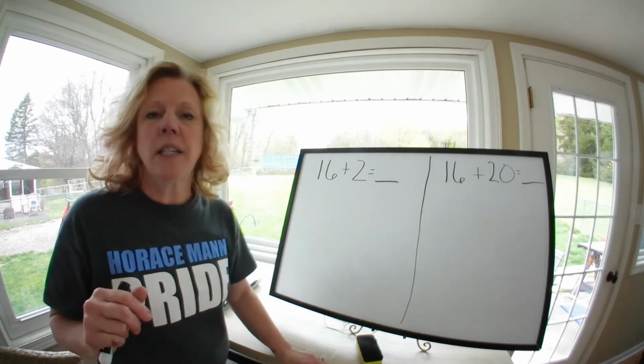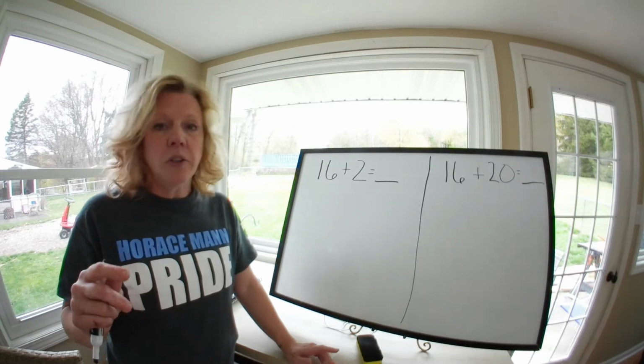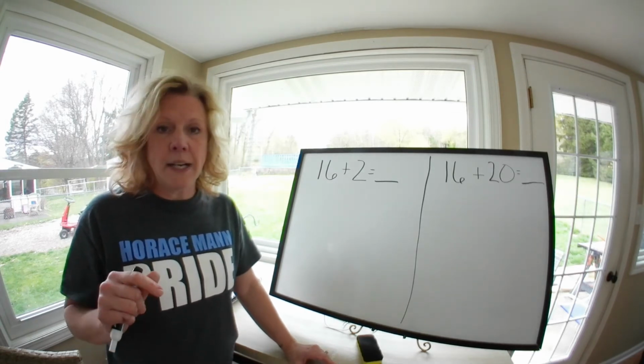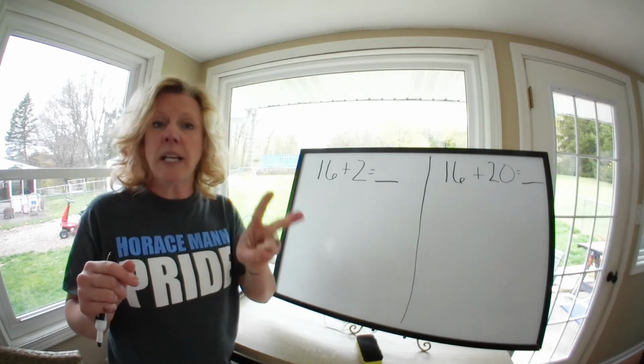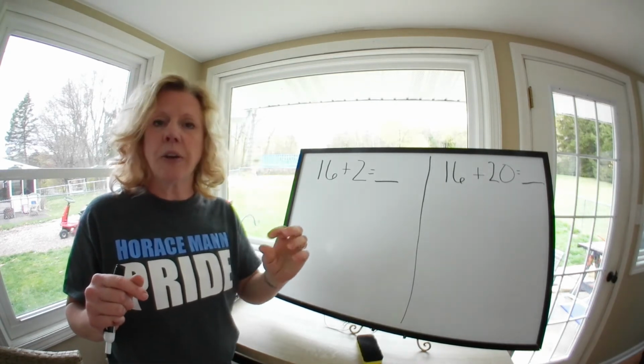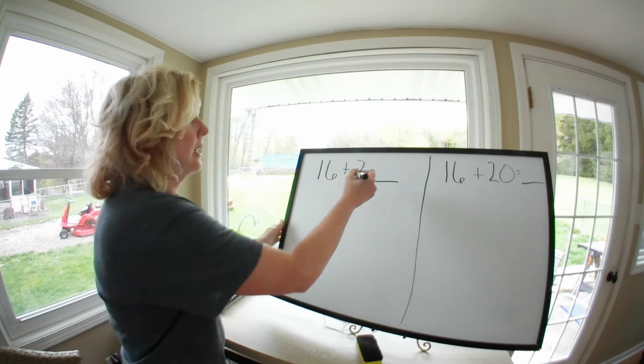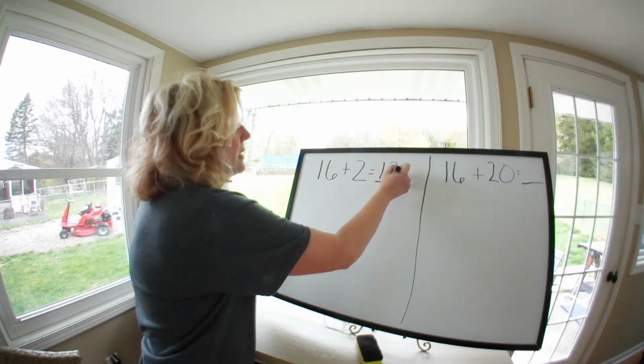So we have 16 plus 2. Now, most of you should be able to go, oh, I know what that is. That's 18, because I can go 16, 17, 18, right? You're good about punching out your numbers and counting on. So I know my answer is going to be 18.